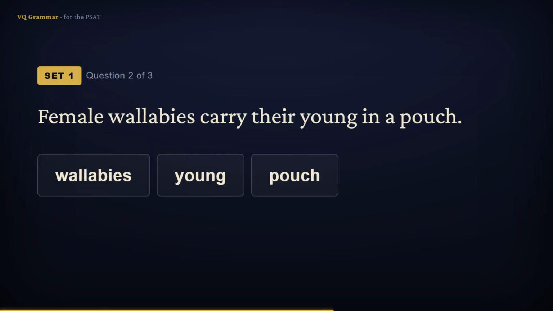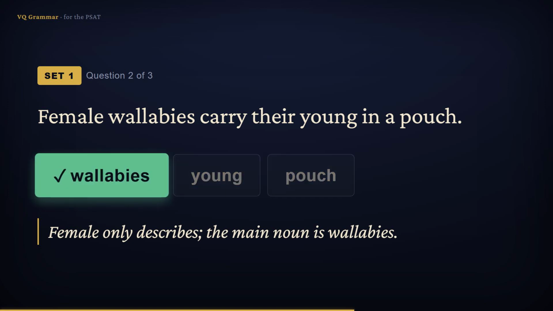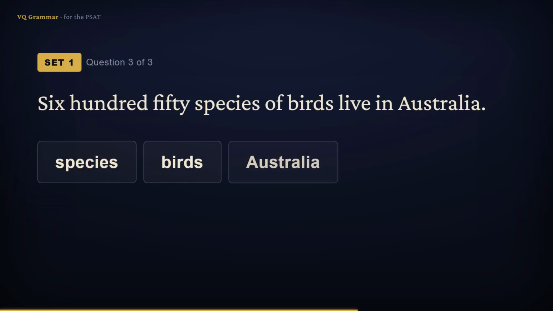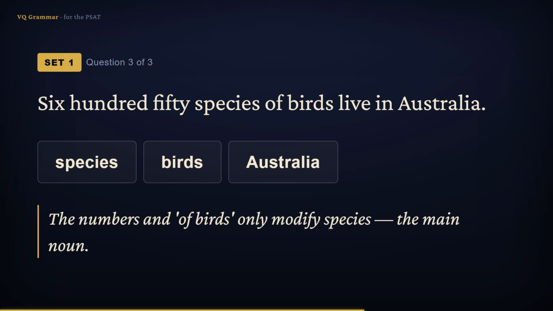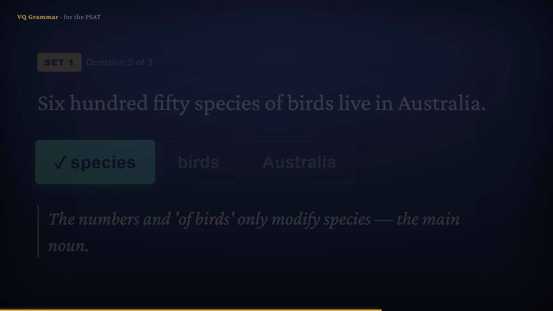Female wallabies carry their young in a pouch. The word female just describes them, so strip it away. The one main noun is wallabies, the creatures the sentence is about. So the answer is wallabies. 650 species of birds live in Australia. The numbers count it, and the phrase of birds only modifies it. Strip those away, and the main noun is species. So the answer is species.